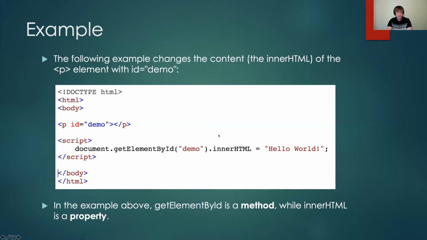So in this example, getElementById is a method. I know it's a method because of the parentheses here, and it's taking one parameter. I have one parameter here. It's called demo, which is a string. While innerHTML is a property. There's no parentheses. I'm actually getting or setting that property. In this case, I'm setting it because I have the equal symbol to hello world.